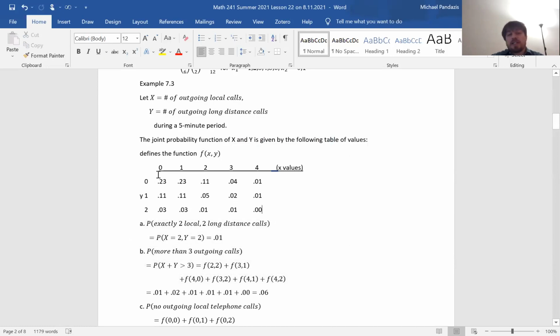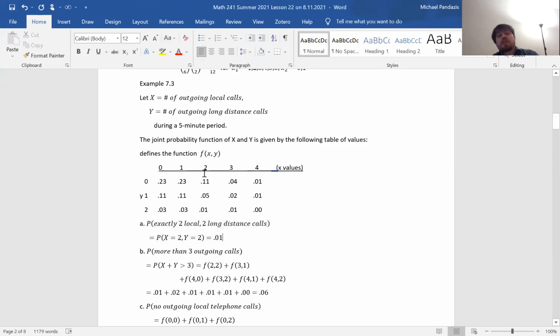Okay, so for part A, you want to use the table here. What is the probability that there are exactly 2 local and 2 long distance calls? Okay, we just ask ourselves, what do you want X to be, and what do you want Y to be? Well, this is equal to the probability that capital X equals 2, that the number of local calls is 2, and capital Y equals 2, the number of long distance calls is 2.